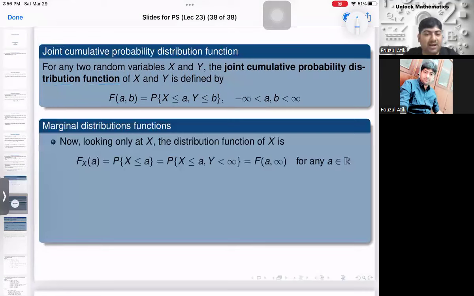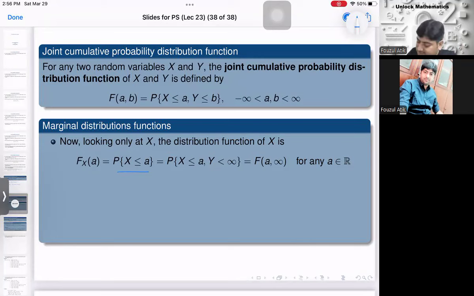And once we have this joint cumulative probability distribution function, we can extract the individual probability distributions. In this case, we call them marginal distribution functions, right? So if you look only at X, then what is the distribution function of X? Whatever we know from earlier, the distribution function of the random variable X, F_X of a, is P of X less than or equal to a. And how can we get it from the joint?